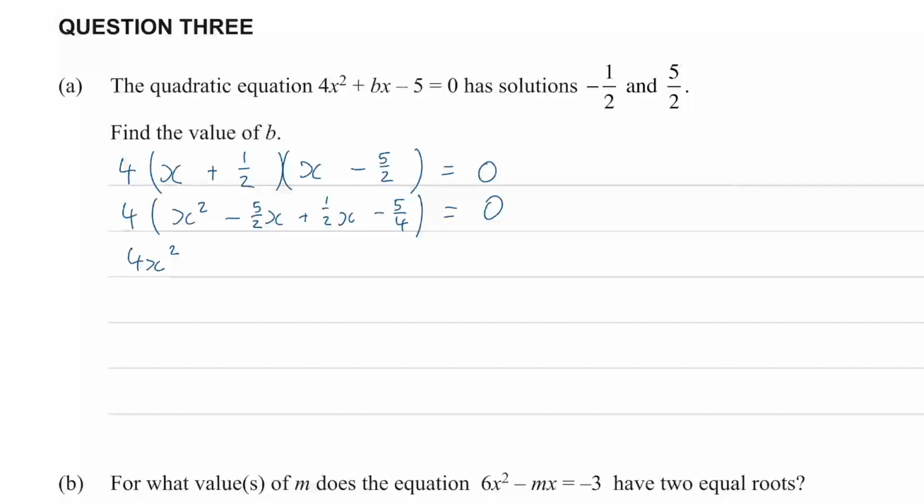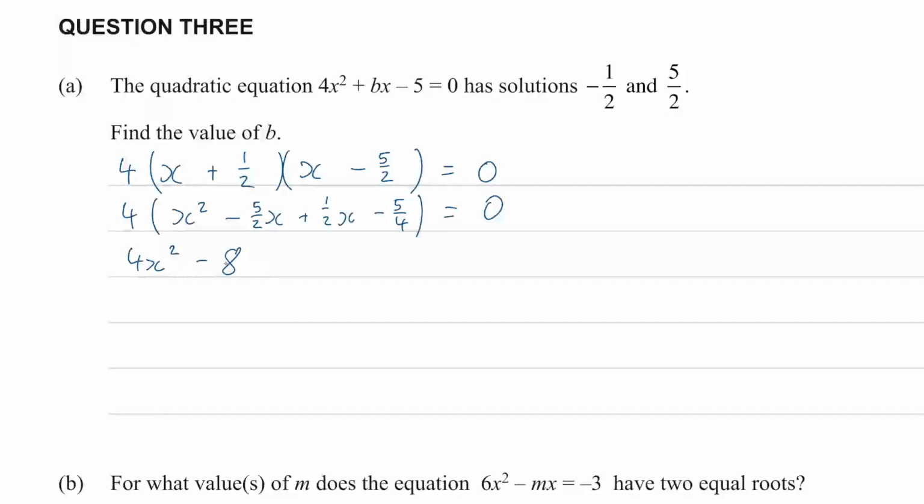Then what do we have here? Minus 5 over 2x plus 1 over 2x. That's minus 4 over 2x, which is minus 2x, right? Just grouping those terms. But we need to now multiply it by 4. So that will be minus 8x.